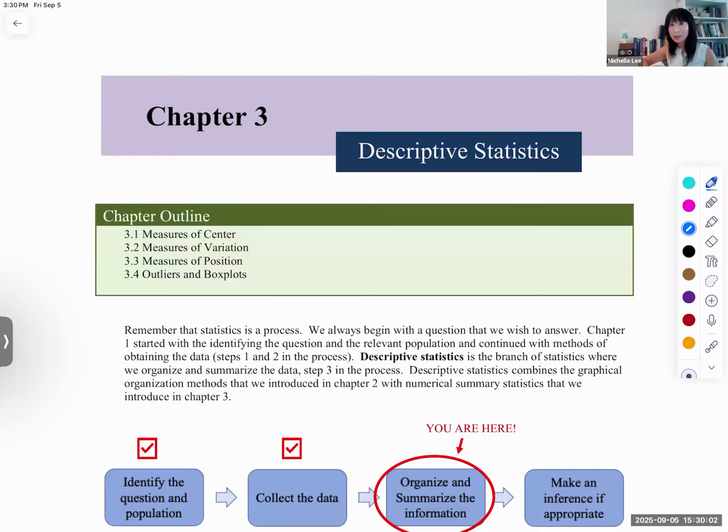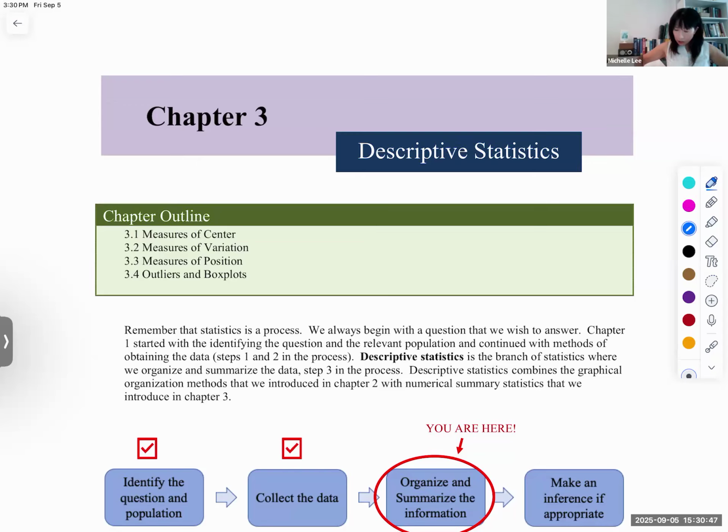Then we have two types of statistics. One is descriptive statistics, the other is inferential statistics. Chapter 3 is about descriptive statistics. Like the word says, it describes the data. How? Make a table, which we learned earlier, and a graph, which we learned in the previous section. And numerical summary, which we are going to learn in chapter 3.